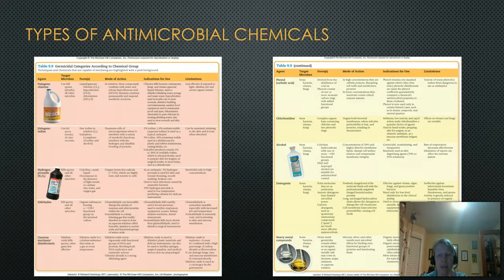We then have aldehydes and gaseous sterilants/disinfectants. You don't see those a whole lot except in specialized situations, because the gas is a little bit harder to work with, especially because it can be inhaled. So it's really important that you be careful with it.